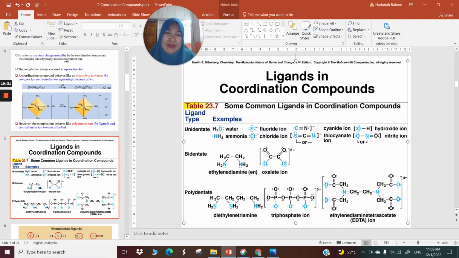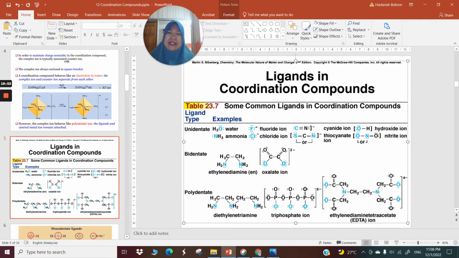Yeah. Same with your oxalate. Yeah, oxalate is CO2, CO2. Yeah, this is oxalate. So you have two oxygen donor atoms. So oxalate is another example of a bidentate ligand.